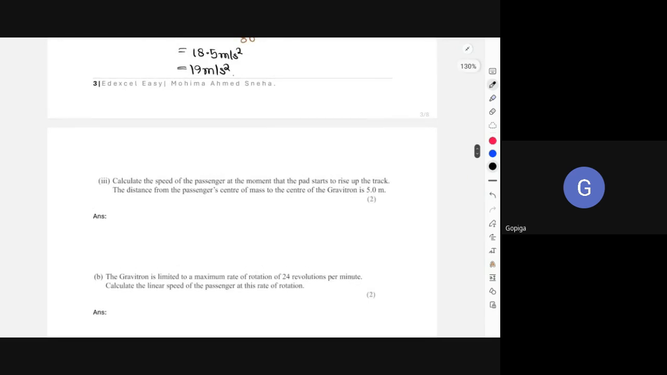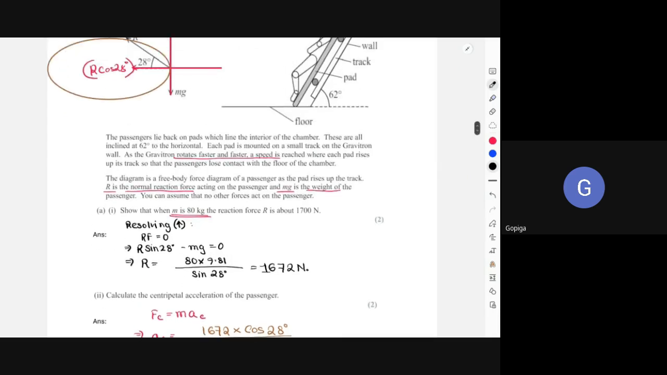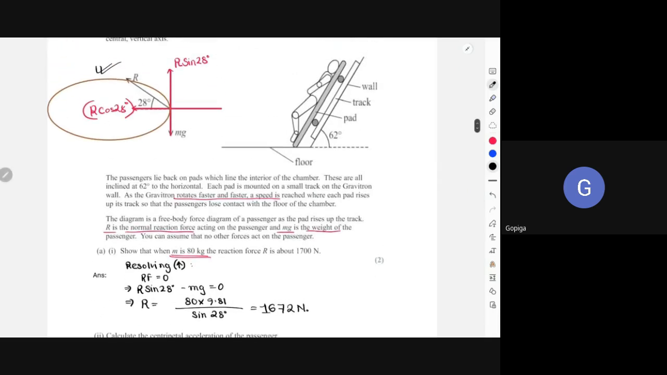Ma'am, what does cos 28 represent? Cos 28 is a component. As you can see, the reaction force was acting in between the planes, right? So the vertical plane is R sin 28 and the horizontal plane is R cos 28. And it is the horizontal plane which was acting towards the center of the circle.